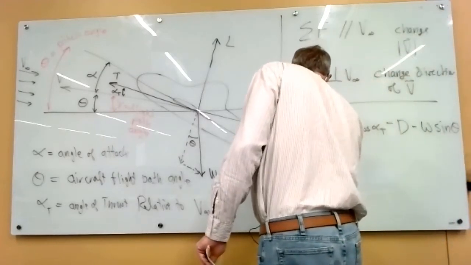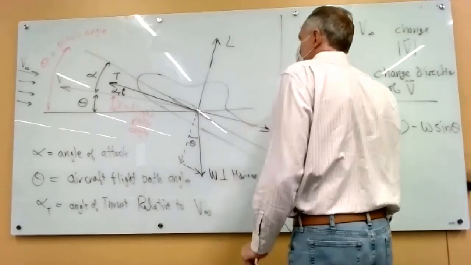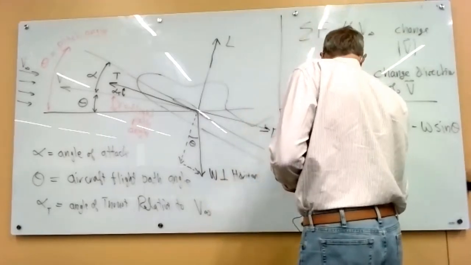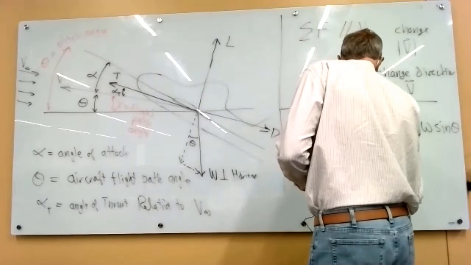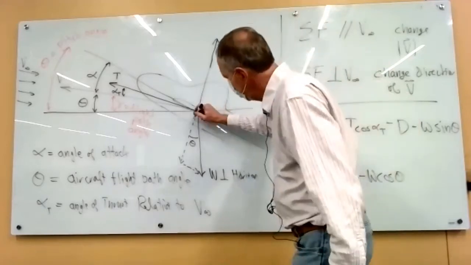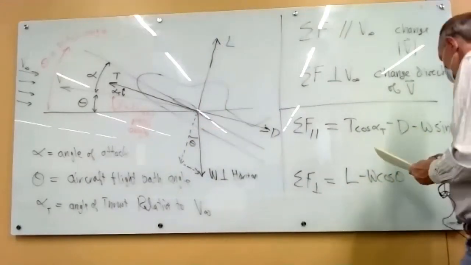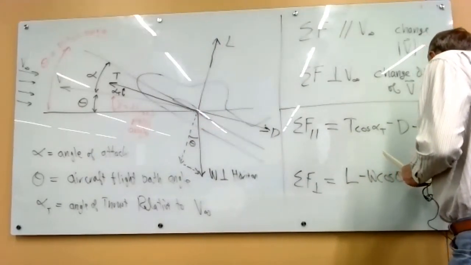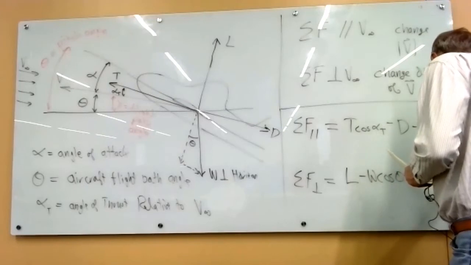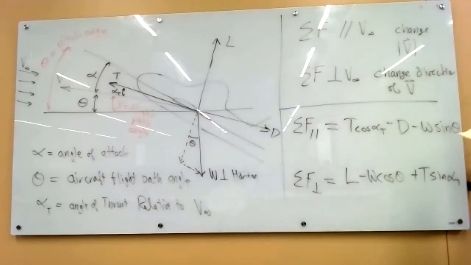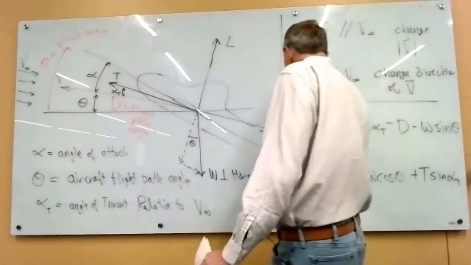And then the sum of the forces perpendicular is just the opposite. So we get lift minus W cosine theta. So now we're getting this component here. And then we've got a little bit of thrust. And these are our equations of motion. And we need to set what they're equal to in terms of Newton's laws.